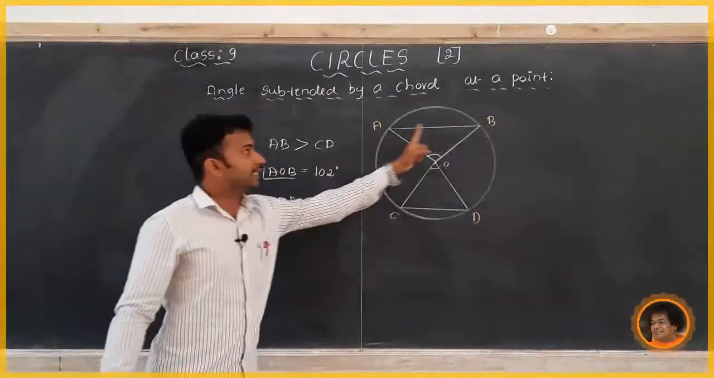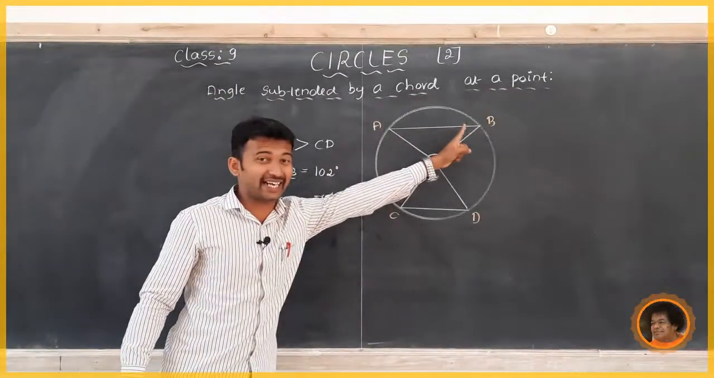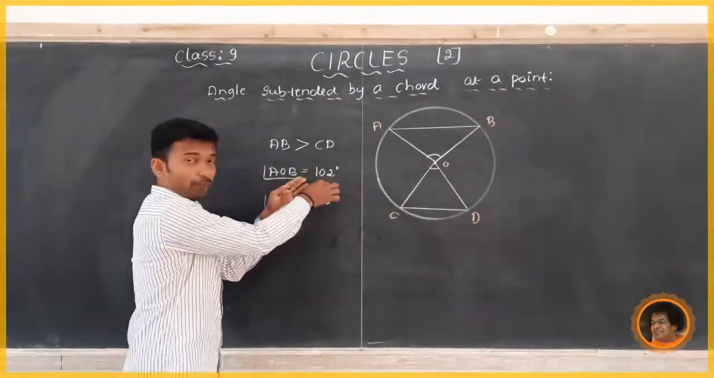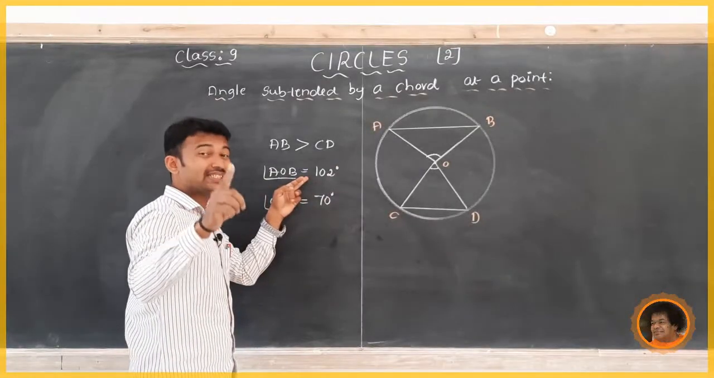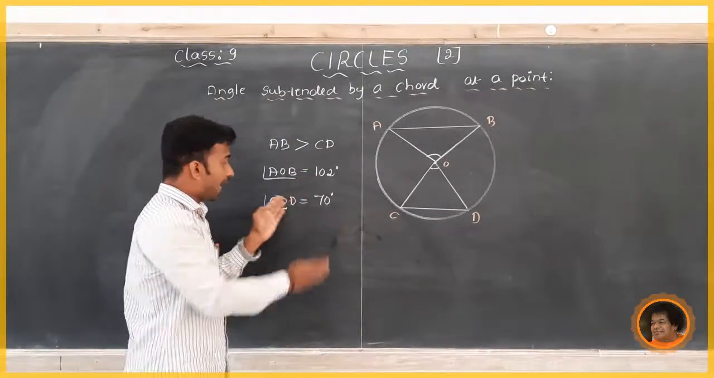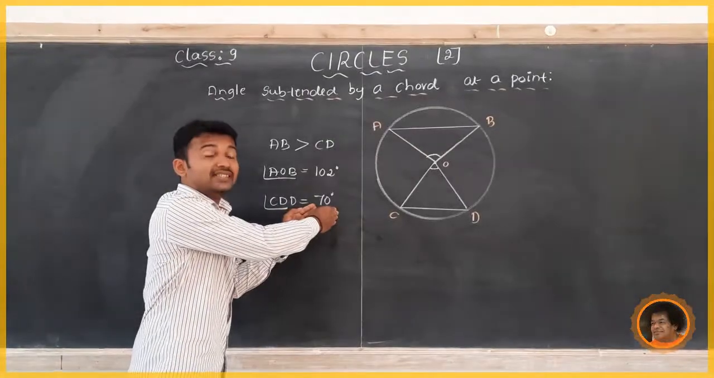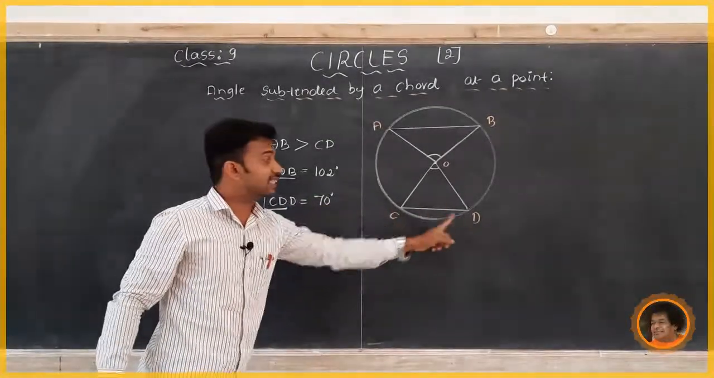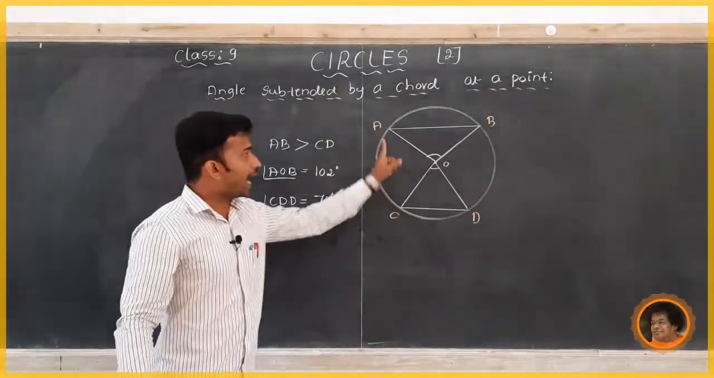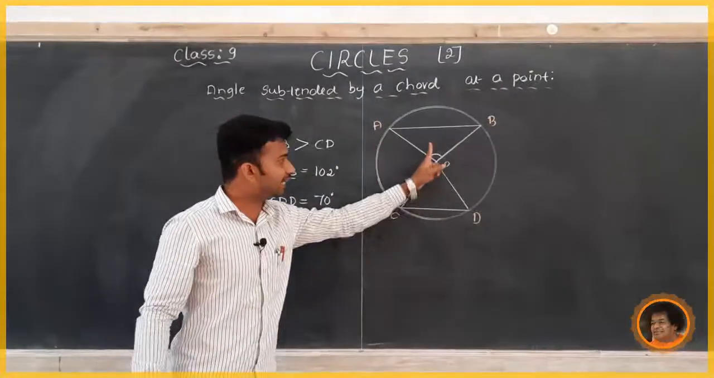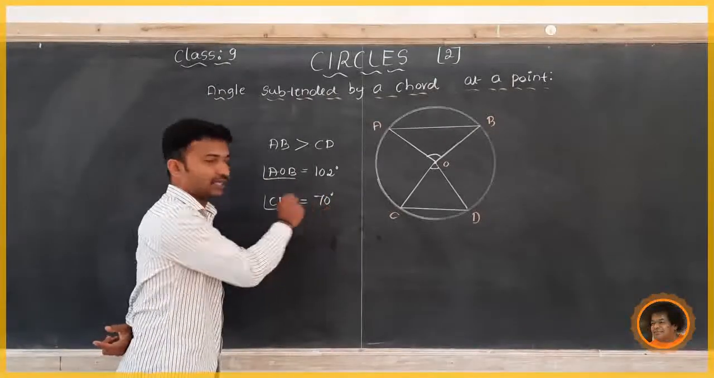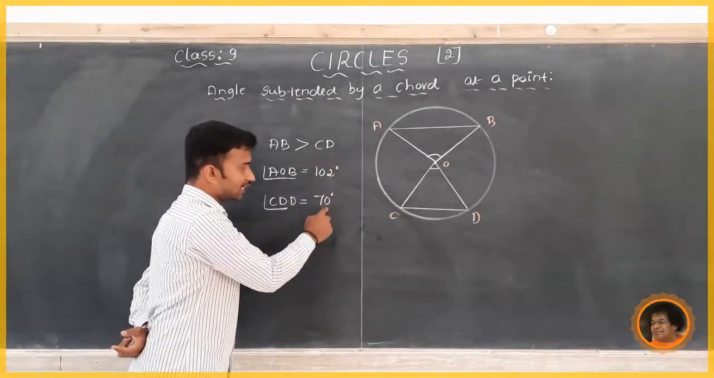Once again, AB is the chord which is greater than the chord CD. Now, observe that angle AOB is equal to 102 degrees, which is subtended by the chord AB at the center O. What about angle COD? Angle COD is equal to 70 degrees, which is subtended by the smaller chord CD at the center O. Angle AOB is greater than angle COD, right? 102 degrees is greater than 70 degrees.